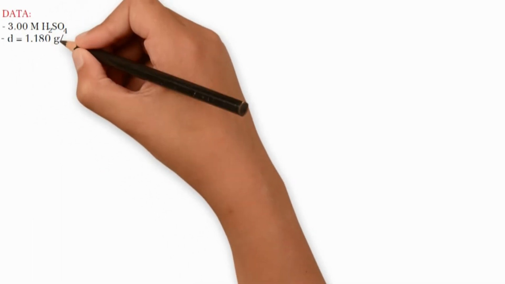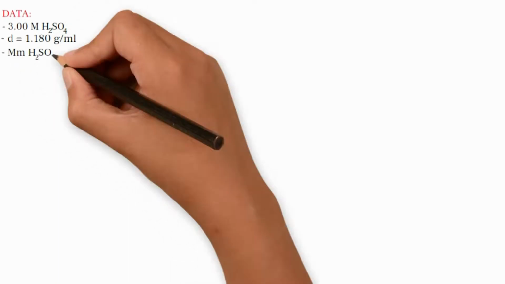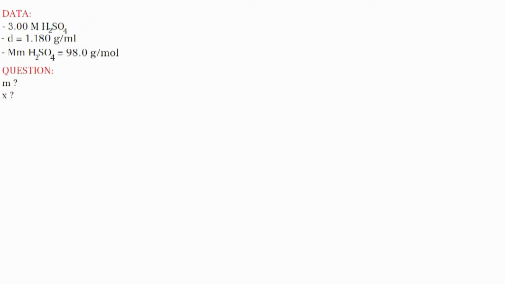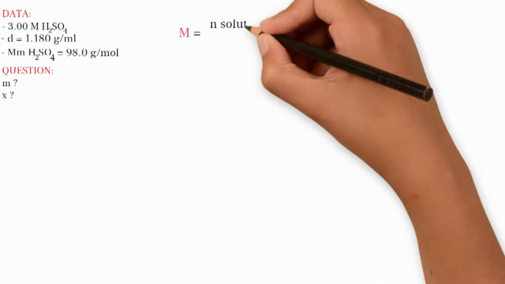The density is 1.18. The molar mass of sulfuric acid is 98 grams per mole. And the question is, what is the molality of this solution and what is the mole fraction of this solution? So this time we have to go from molarity to molality and mole fraction. Let's start as usual from the definition of molarity.